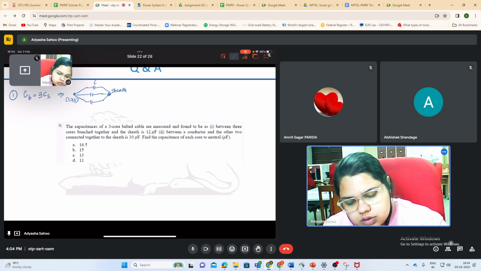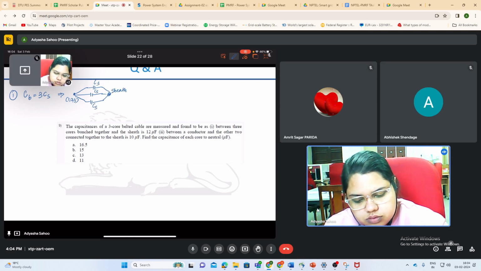So here it is given as 12 microfarad. So 3 Cs is 12 microfarad. So Cs is 4 microfarad.